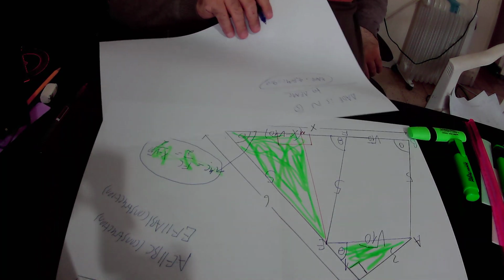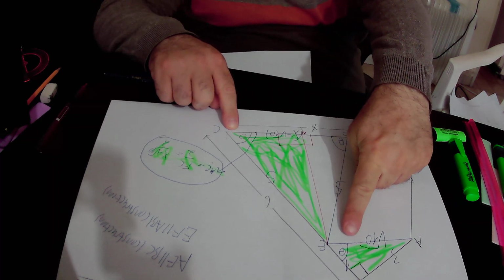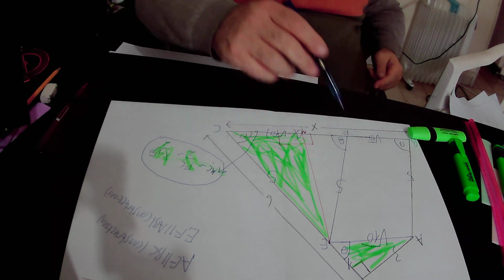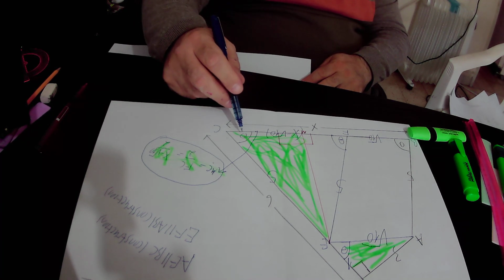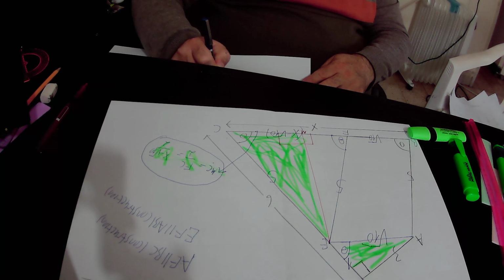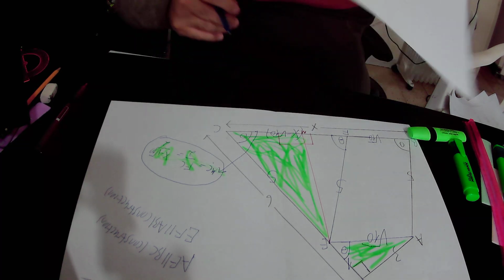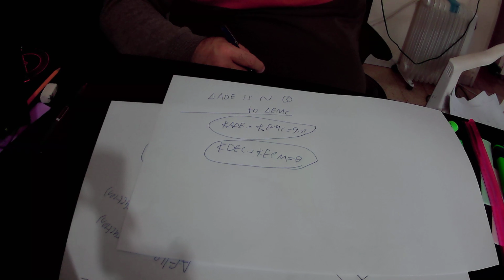In addition, we have those two angles, they are both equal to theta, therefore they are equal to each other. So angle DEC is equal to this angle, which is actually angle ECM, and they are both equal to theta. I repeat again, angle DEC equals angle ECM, and they are both equal to theta.